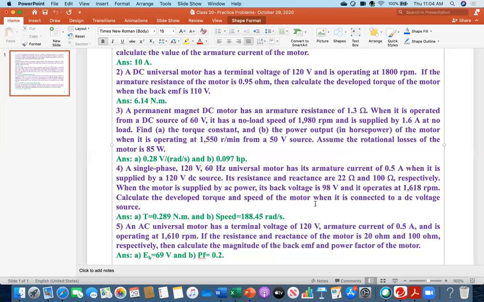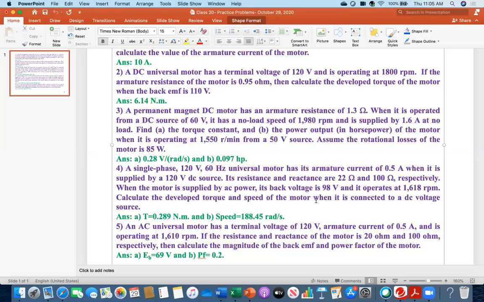As a hint, you should use that equation, EAC over EDC equal to omega AC over omega DC. That universal motor equation relates back voltage and speed. Okay, I see that now. Yeah, so EAC over EDC equal to omega AC over omega DC.